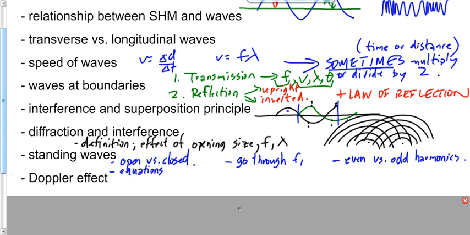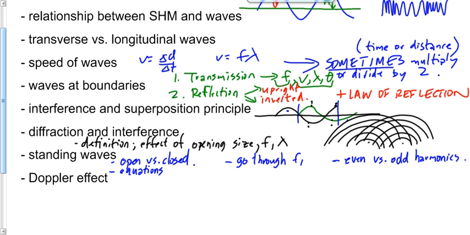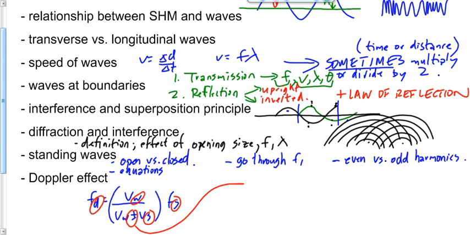And finally, the Doppler effect. Obviously, we had an equation here: FD is equal to VW over VW plus or minus VS times FS. Remember the variables, the D versus the S, what that means. The W versus the S, what that means. And then here's the big thing right here, the plus and minus.